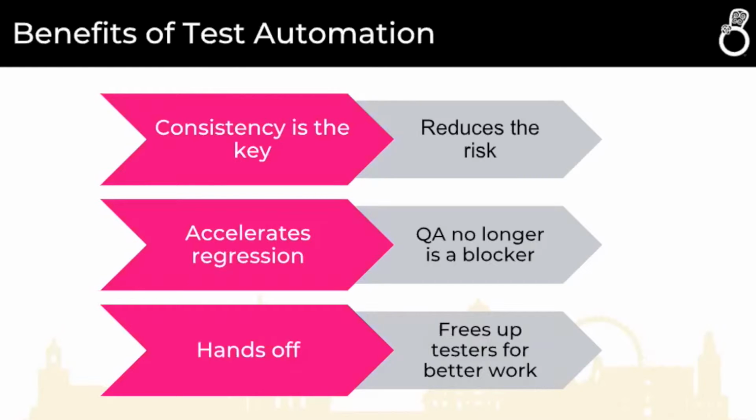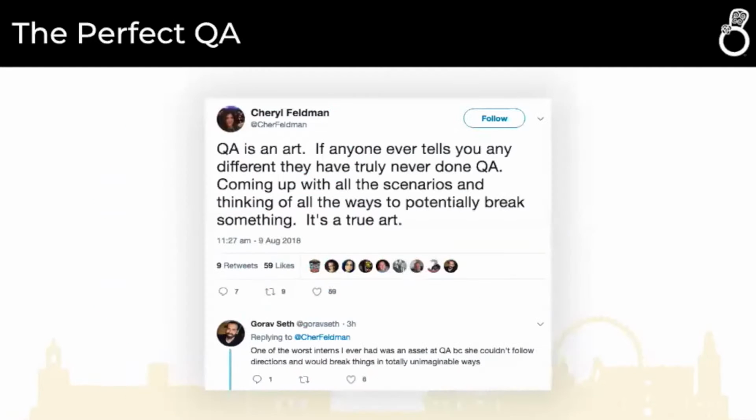of work. And some of you might think, well, that's what QA is for. It's for regression, isn't it? Well, I tend to disagree with that. And if any of you know Cheryl Feldman, one of the MVPs and user group leaders in the US, she sent this tweet last year: QA is an art. If anyone tells you different, they have never truly done QA. Coming up with all the scenarios, thinking of ways to potentially break something is a true art. And I totally agree with that, okay?